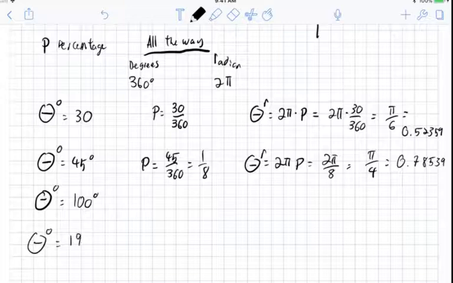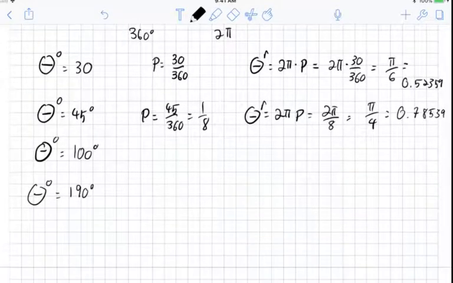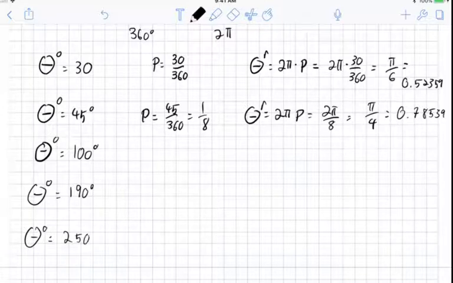190 degrees. Theta is equal to 250 degrees. Calculate the angle in radians.